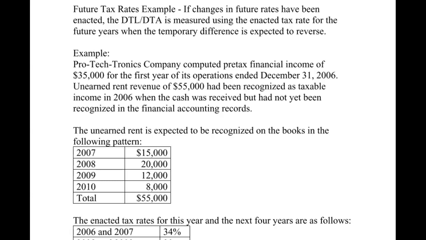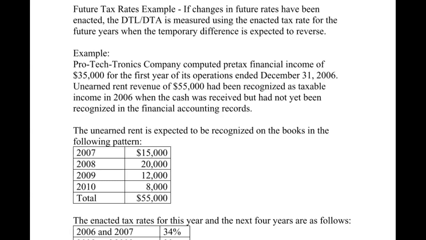So the video we just looked at changes in tax rates after we'd already recorded our deferred tax asset or liability. This one is going to look at changes in tax rates while we're creating our deferred tax asset or liability, meaning we have a temporary difference this year. We know that's going to reverse out over the next few years, and we know that those rates are going to change, okay?